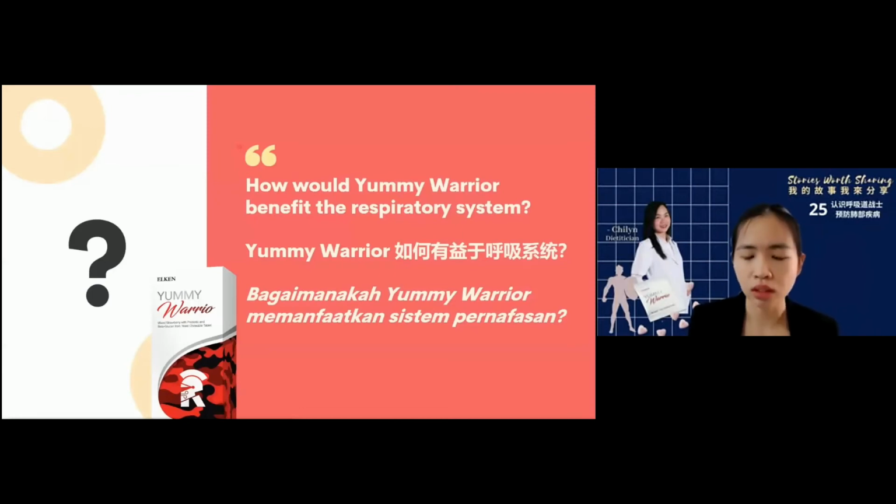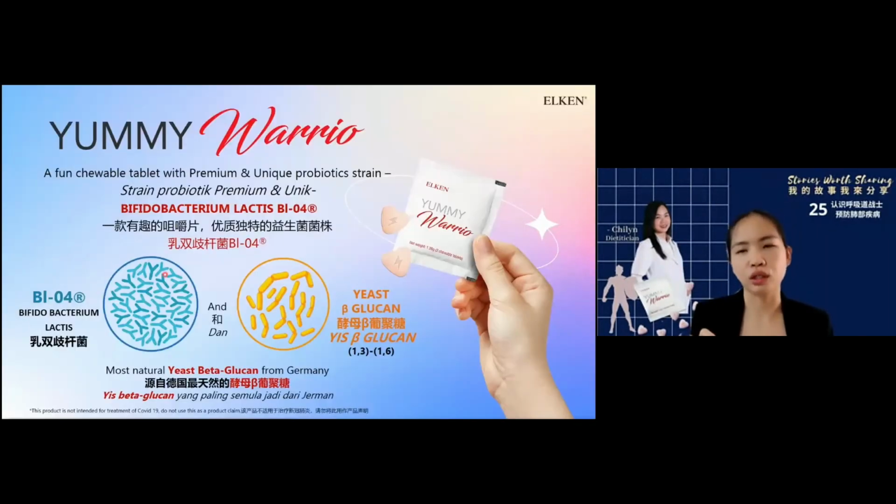How does it benefit our respiratory system? First off, we need to understand its components. So in Yummy Warrior, there are two main active components. The first one is probiotics. And this probiotic is known as BL04, Bifidobacterium lactis. The second important one is yeast beta-glucan. For these two, we will dig deeper into it.